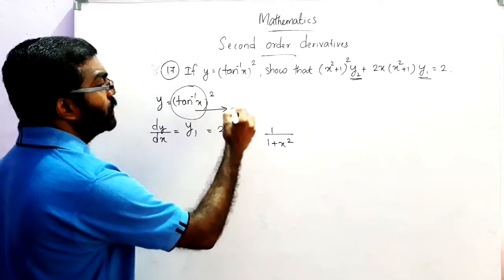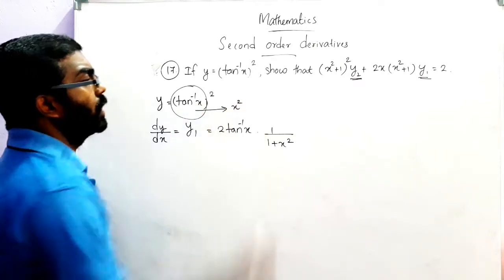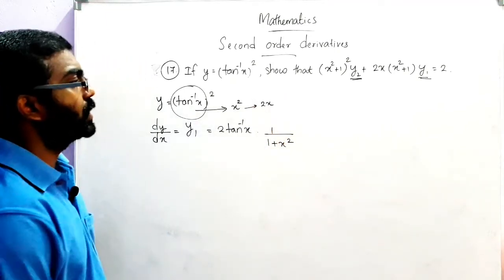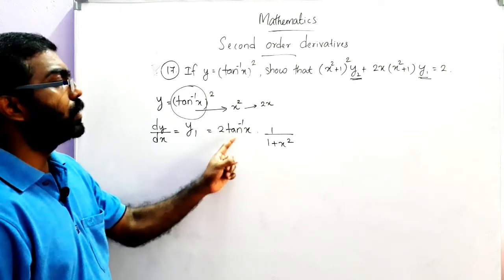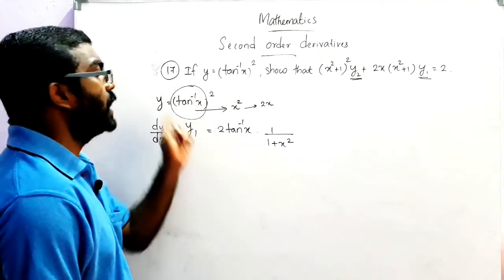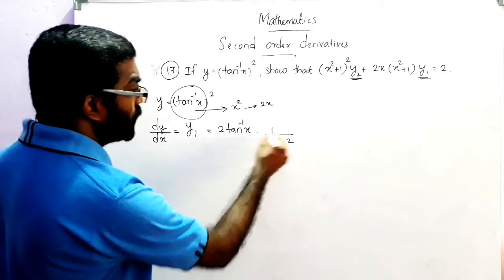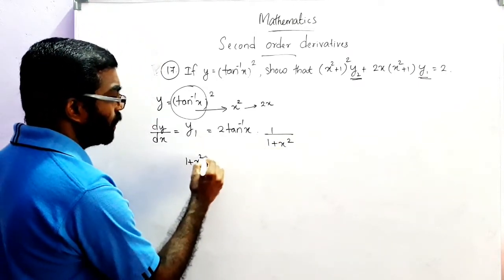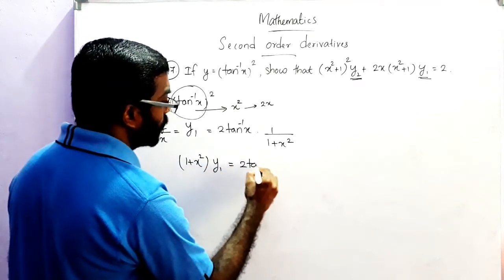That tan inverse x we treat as x. So it becomes what? x square. And the derivative of x square is what? 2x. But instead of x the term is what? Tan inverse x. So it becomes y1 is equal to 2 tan inverse x. Now we have to multiply with the derivative of tan inverse x, and it is 1 by 1 plus x square. This 1 plus x square, cross multiply, 1 plus x square into y1 equal to 2 tan inverse x.